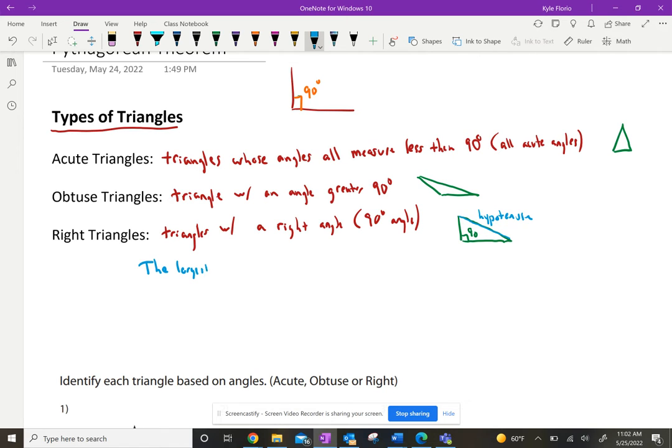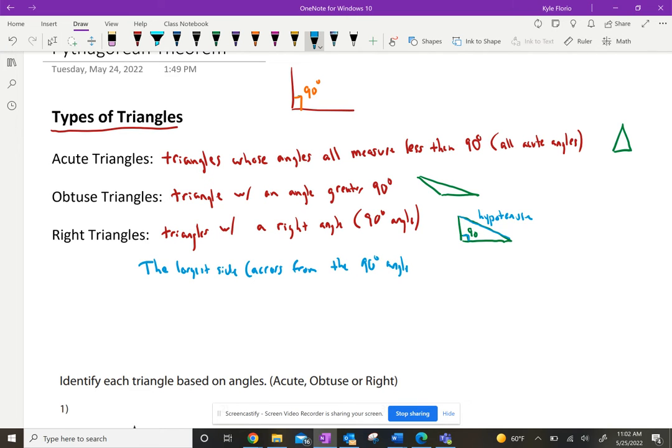The largest side, which is going to be across from the 90-degree angle. What I mean by across, if here's a 90-degree angle and we go straight across, that's going to be across the 90-degree angle. So it's on the opposite side of the 90-degree angle. That's what we call the hypotenuse.